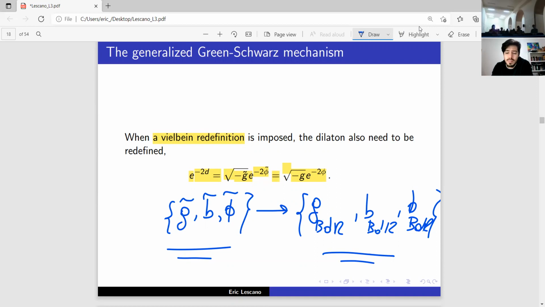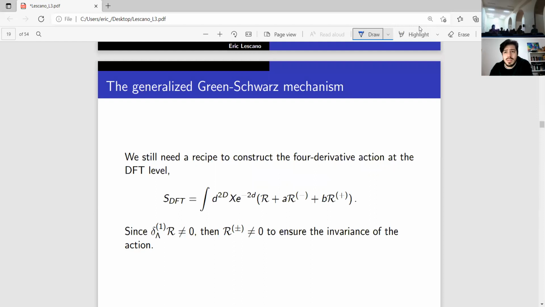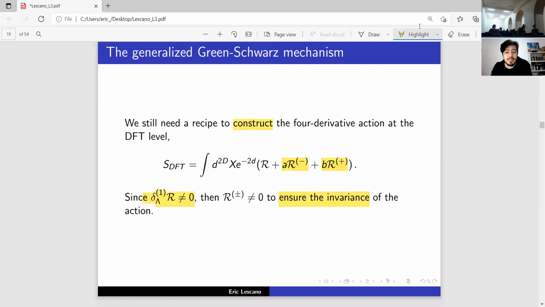Well, okay. And of course, we still need a recipe. We still need a kind of construction for this. We don't know the form of this action over here. And we need this because this transformation acts in a non-trivial way in the two-derivative action. So we need to ensure invariance, and we need to construct a four-derivative action or Lagrangian at the DFT level. So here you have a lot of exercises to practice.